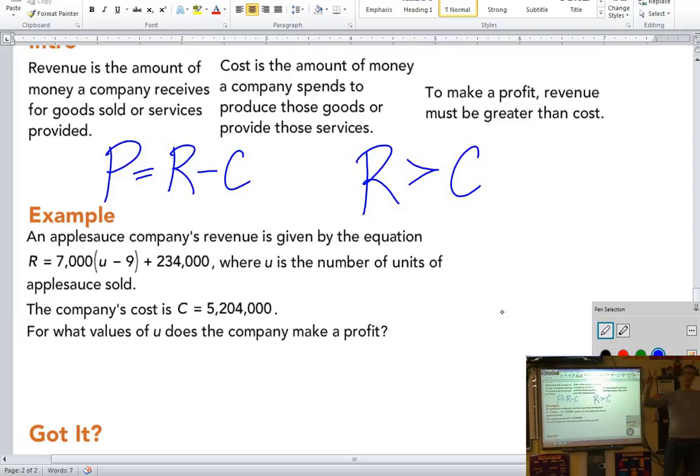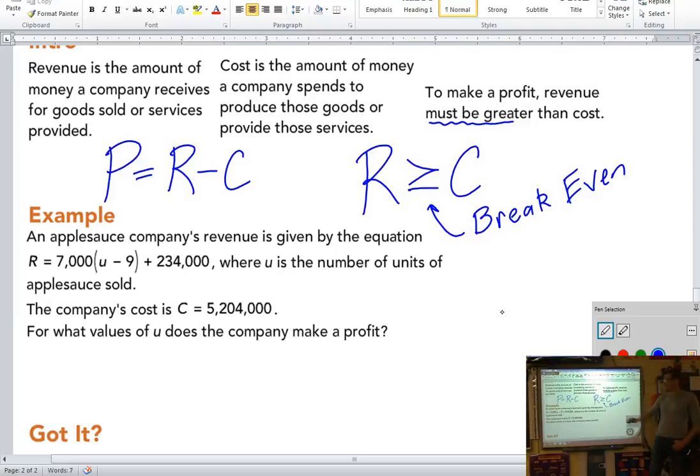Now, if you wanted to break even, how would I change this? Tom? Could be equal. If it's equal, then I break even. So now, you don't have to write that because this says must be greater. I'm just showing this so that you see this would be called our break-even point. Where my revenue equals my cost, that's called the break-even point. We didn't make money, we didn't lose money.